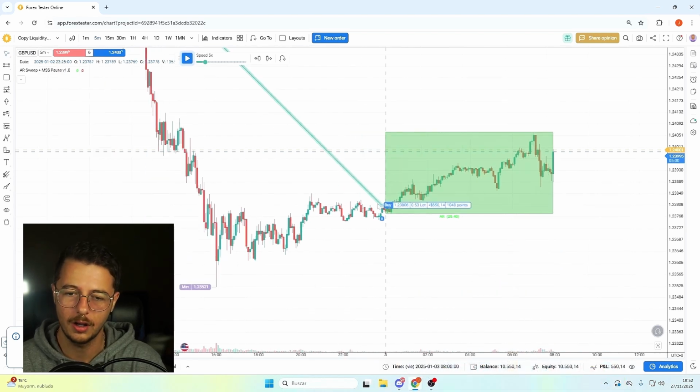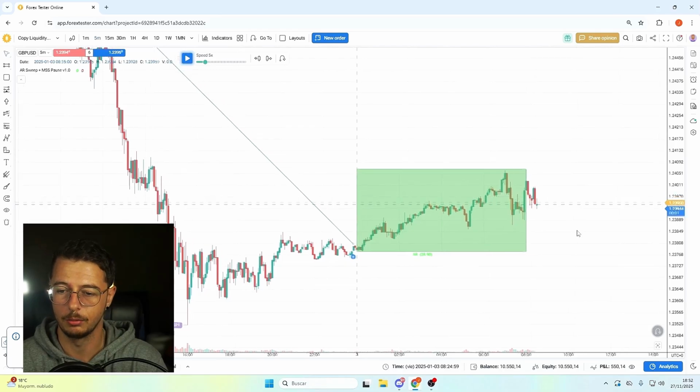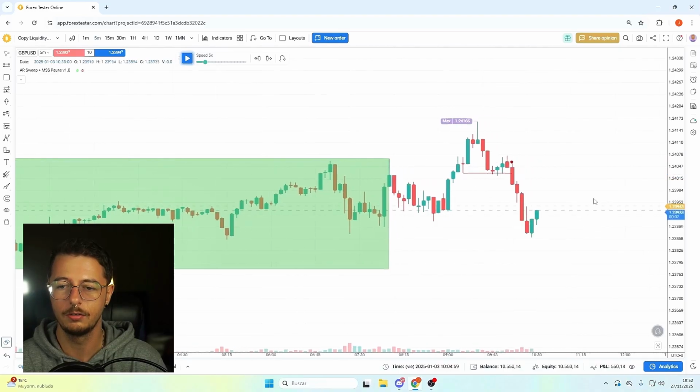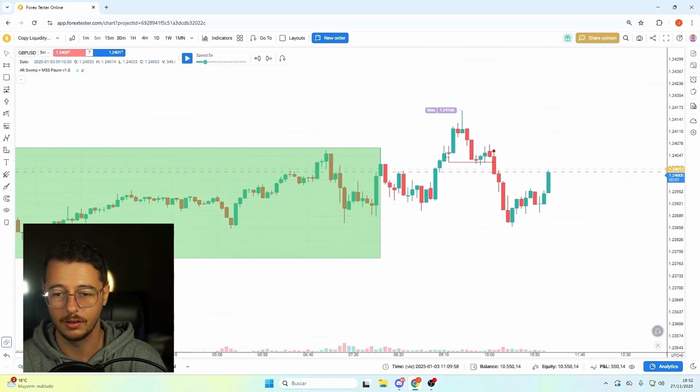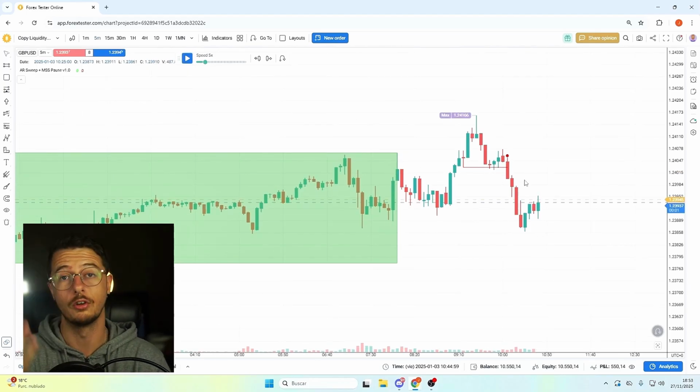Basically, we've got our nice Asian range here, and now we just need to wait again for the price to break through. So just have to wait here. There it goes. We have the breakthrough, and now we just need to wait for the market to have our market structure. We can see that is reflected here, the market structure shift here. So now we've got our market structure shift here.